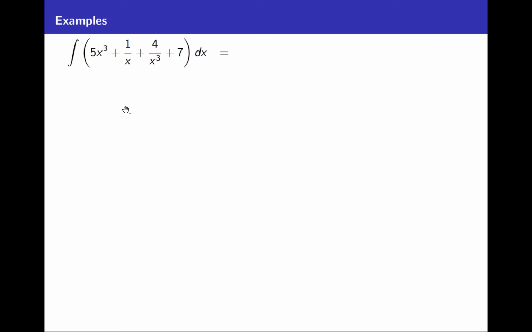Think of the integral of 5x cubed plus 1 over x plus 4 over x cubed plus 7 dx. And we're going to work this out piece by piece. First of all, notice that this is the sum of 4 different functions. So that sum difference rule on the previous slide says we can break that up into a sum or difference, in this case a sum, of the integrals of all of these functions. So first of all, we have the integral of 5x cubed dx. Then we'd have the integral of 1 over x dx. And then the integral of 4 over x cubed dx. And finally, the integral of 7 dx.